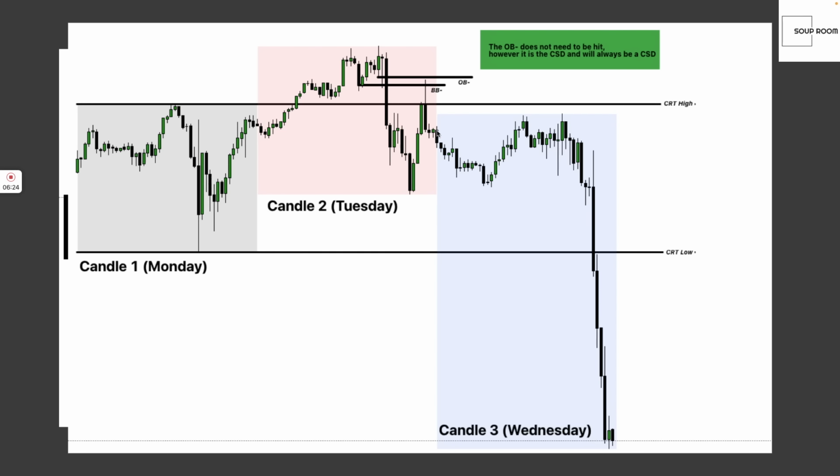If you want to enter on the third candle, you wait for the third candle to open. You would see that we souped the CRT high with the second candle, which is Tuesday. Third candle open, Wednesday open. Wait for price to move back above Wednesday's open. Short, targeting the CRT low. As you can see, turtle soup.